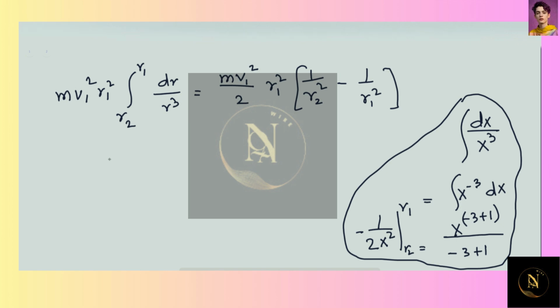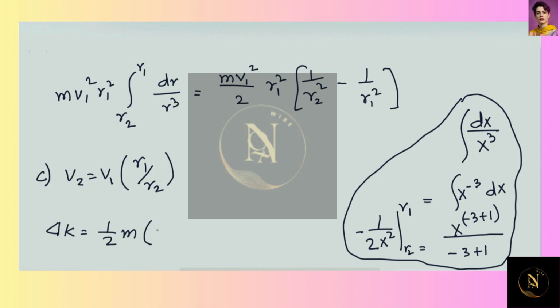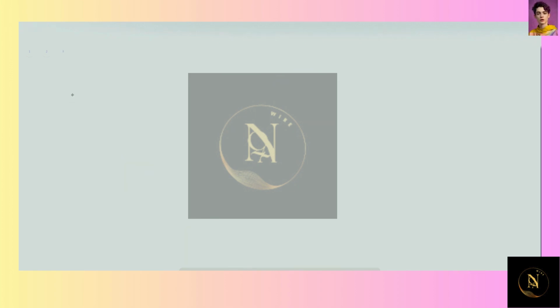Right. Now in part C, we can see that v2 is equal to v1 times r1 by r2, and the change in kinetic energy will be delta K, which is equal to half of m times (v2 squared minus v1 squared), and from there delta K becomes m v1 squared by 2 times ((r1 over r2) squared minus 1), which is exactly equal to the work found in part B.